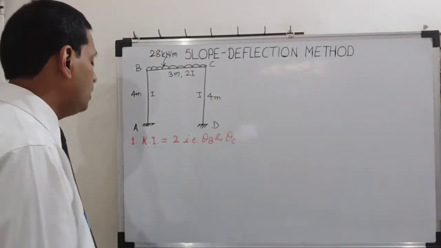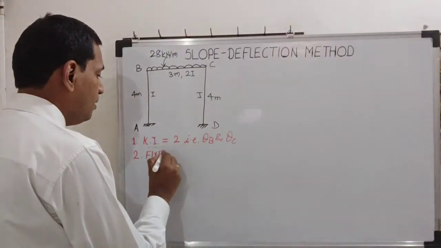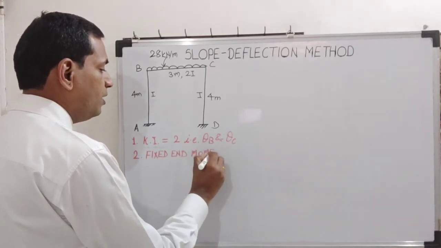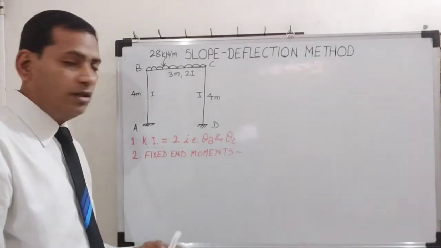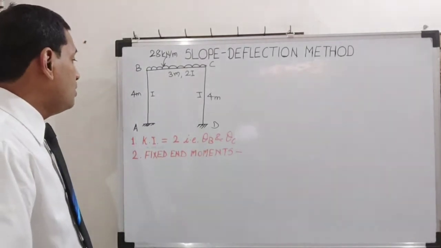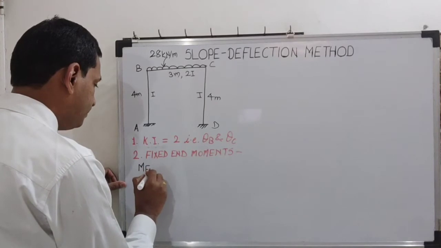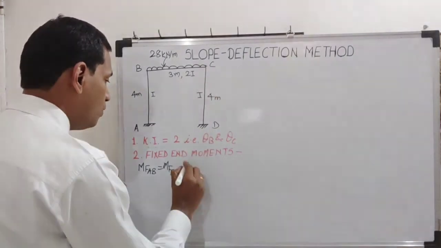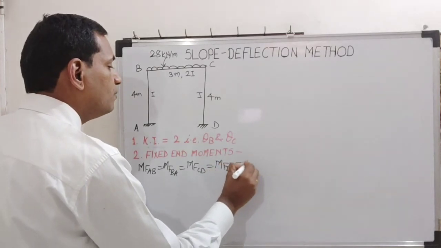Now step number 2 will be finding out fixed end moments. As far as fixed end moments are concerned, this particular frame is having external load on the beam only. There is no external loading on the columns. So fixed end moments for columns will be 0. Which are those values? MFAB, then MFBA, then come to column CD, MFCD and MFDC. These are all 0.